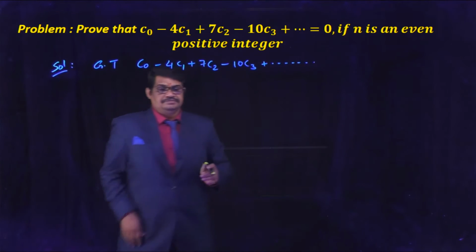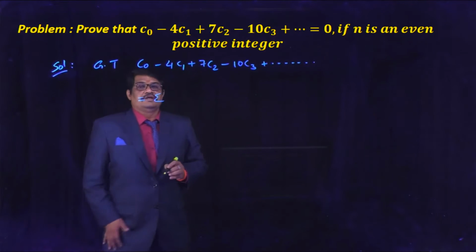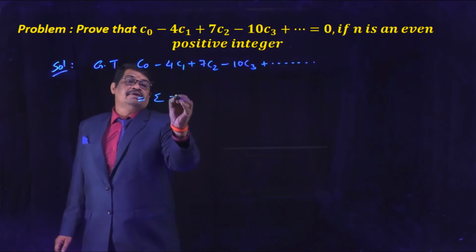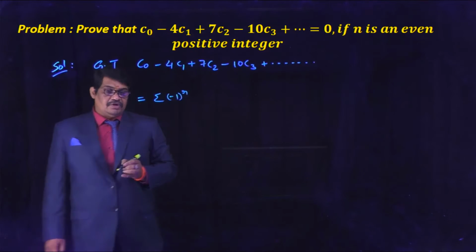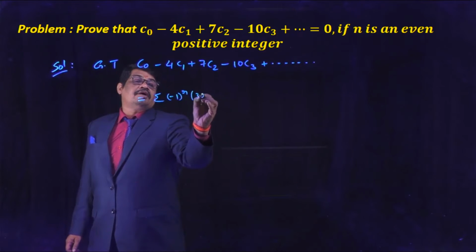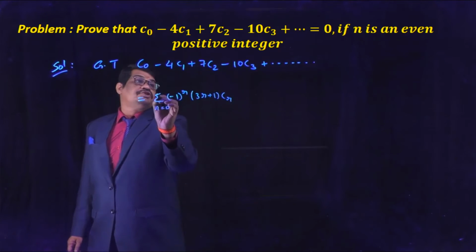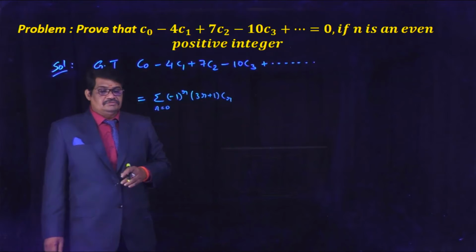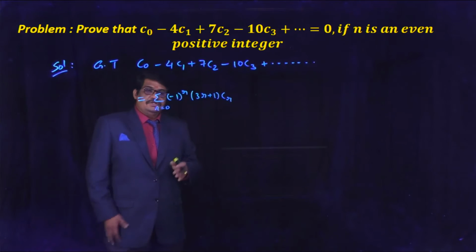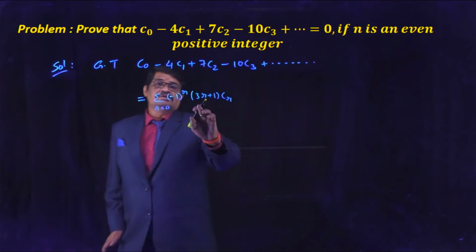Now this series can be taken in sigma notation. Sigma, here we are getting plus and minus alternately, so we write minus 1 to the power of r, and the terms are 3r plus 1 times Cr, where r is running from 0 to n. So minus 1 to the power of r, 3r plus 1 into Cr. That is the expression in sigma notation.